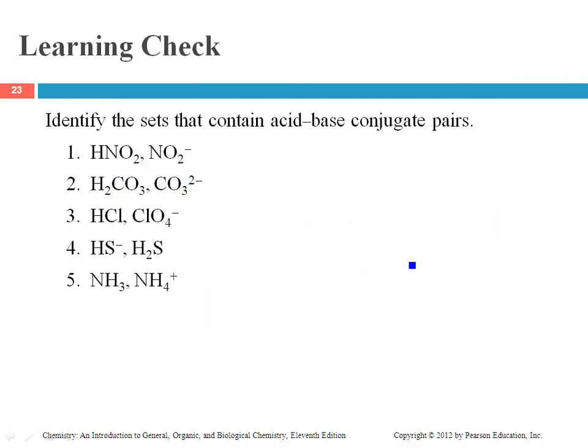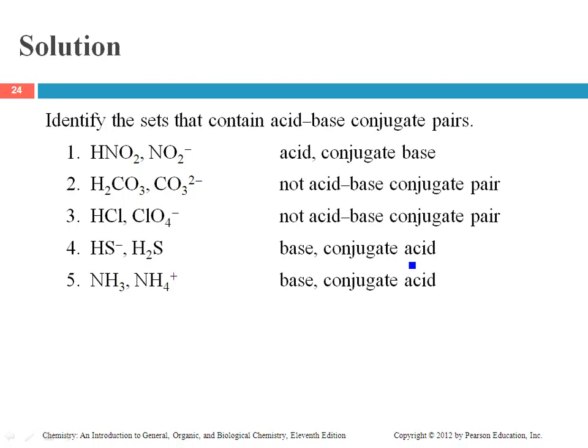Okay, so let's go through and identify acid-base pairs. Take a couple minutes to look at these. So we're looking for acid-base conjugate pairs. So here we've got an acid. If it were to lose a proton, this would be its conjugate base. So if we lose a proton, so minus H+, then we're going to get a negative charge because we started with neutral, so this one is an acid conjugate base pair.